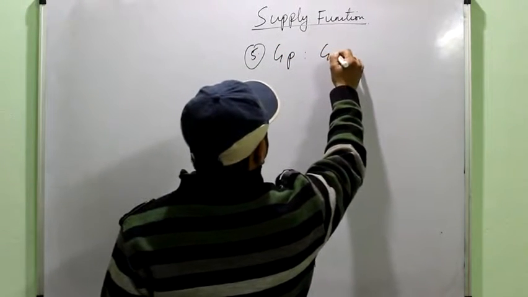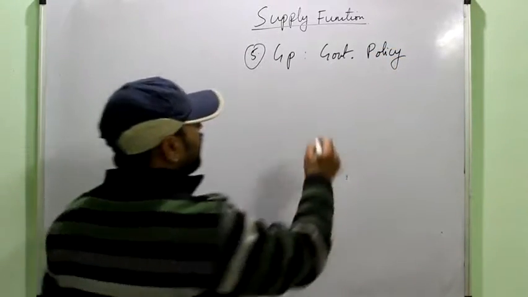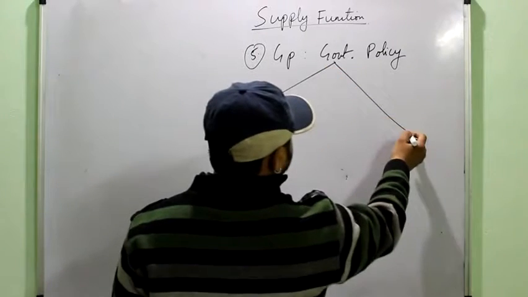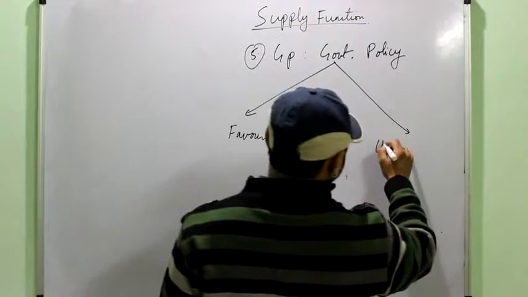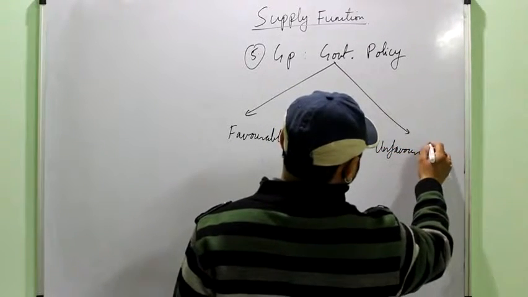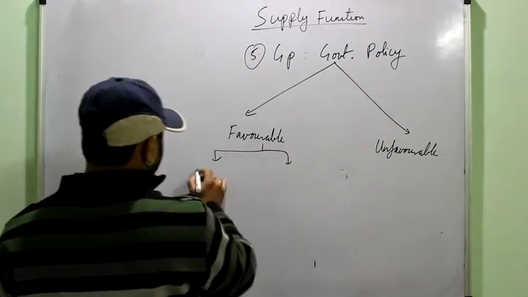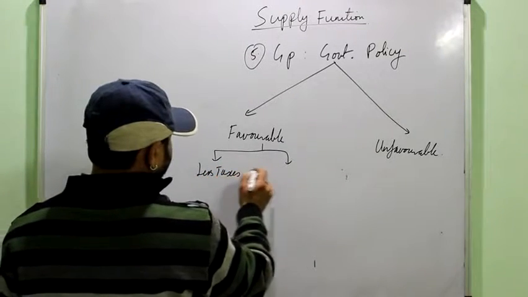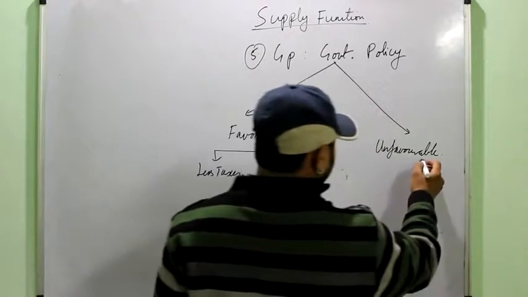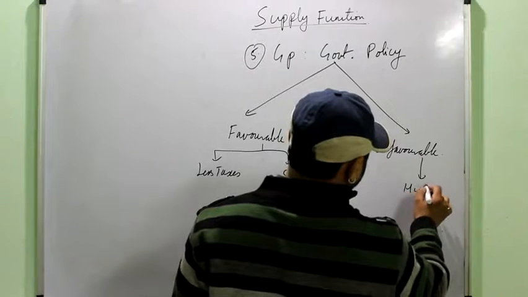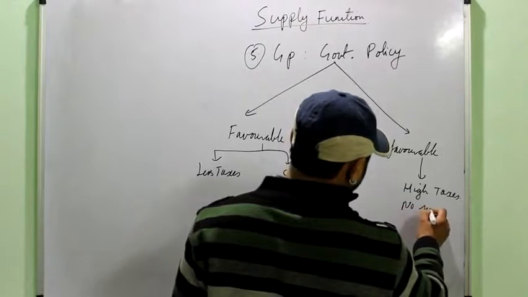GP, which stands for the government policy. A government can have two types of policies for your product, say favorable or unfavorable. A favorable policy means for your product there are fewer taxes or there are certain subsidies. Unfavorable policy means where there are high taxes on the commodity which you are producing and there are no subsidies.